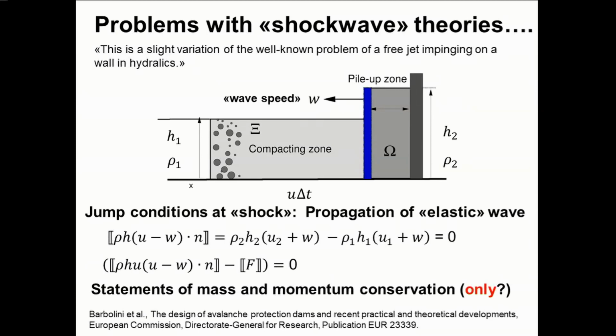And problems with shockwave theories. There was a lot of work done in the early 2000s where they calculated exactly this problem. And it's exactly the same setup: you have a mass that comes in, and you have a mass that piles up. This mass has 0 velocity, and you have a wave. Why don't I like the word wave? You have a wave that moves back.